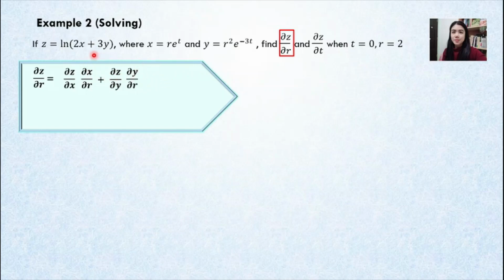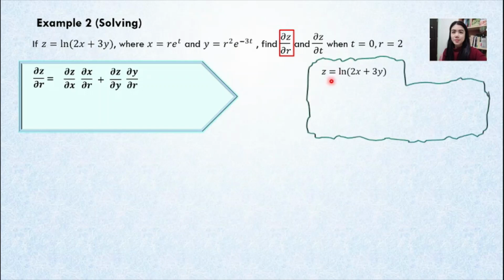Let's begin with equation z. Let's find the first order partial derivatives of z. For ∂z/∂x, we focus on x and treat y as constant. When you differentiate ln, you have 1 over the bracket. Then by the chain rule, you differentiate whatever is inside the bracket. Focusing on x, differentiating 2x gives you 2, and the constant gives 0. So that's why you have ∂z/∂x as 2 over (2x plus 3y).